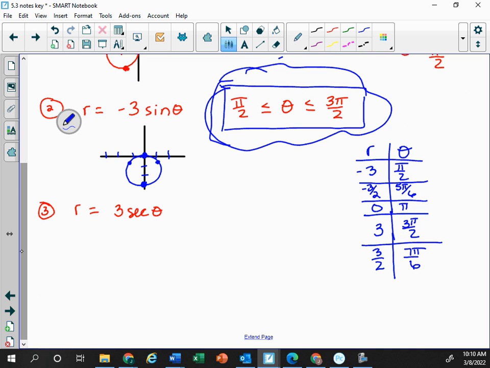So this is r equals 3 secant of theta. Are we okay with that's really 3 over cosine of theta? Okay, so that's r cosine theta equals 3. What does that mean? X equals 3, so vertical line at 3.